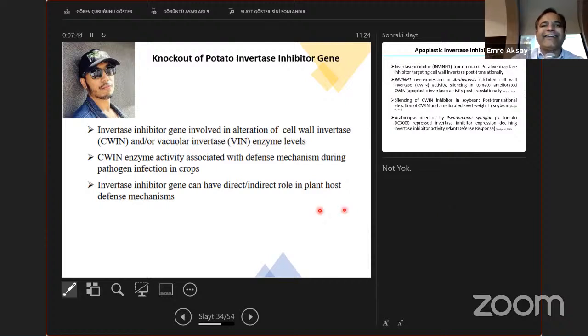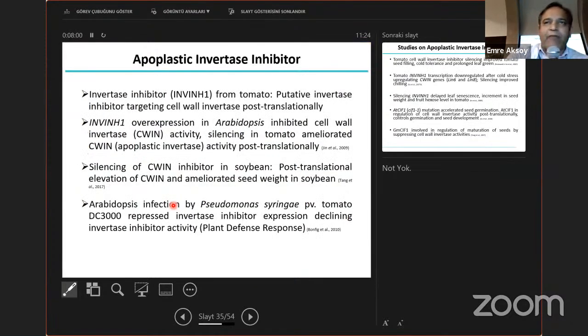Okay, so cell wall invertase enzymatic activity is established to be associated with pathogen infection in crops, and invertase inhibitor genes can have a direct or indirect role in plant host defense mechanisms. So the one we were targeting was the apoplastic invertase inhibitor, and this is just literature that shows how this invertase inhibitor is involved in inhibiting the activity of cell wall invertase, and how it is suppressing its defense mechanisms.